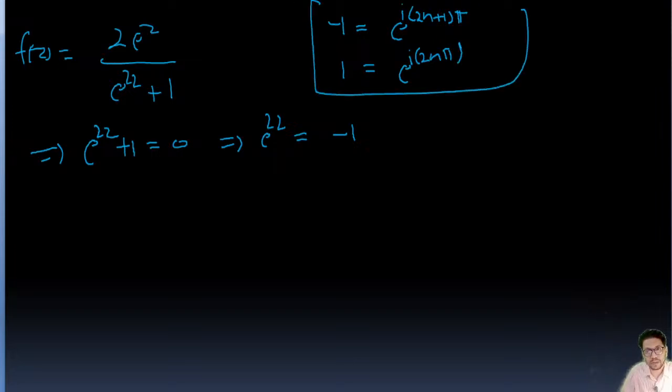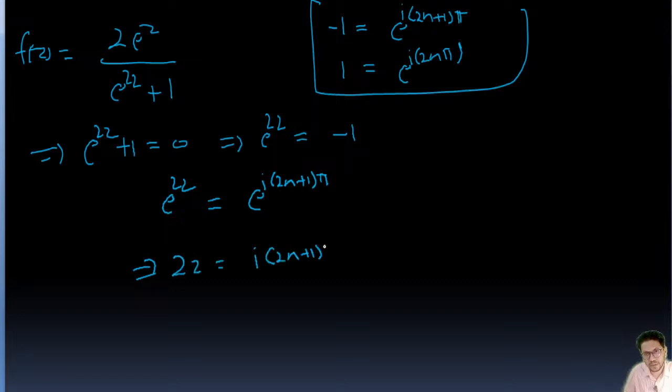You need to note down, and you must know it. Okay, so here instead of minus 1 we can write this. So this is going to be e to the power 2z equal to e to the power iota (2n plus 1) pi. Okay, this implies 2z value is going to be iota (2n plus 1) pi. Okay, so then value of z is going to be iota (2n plus 1) pi by 2.